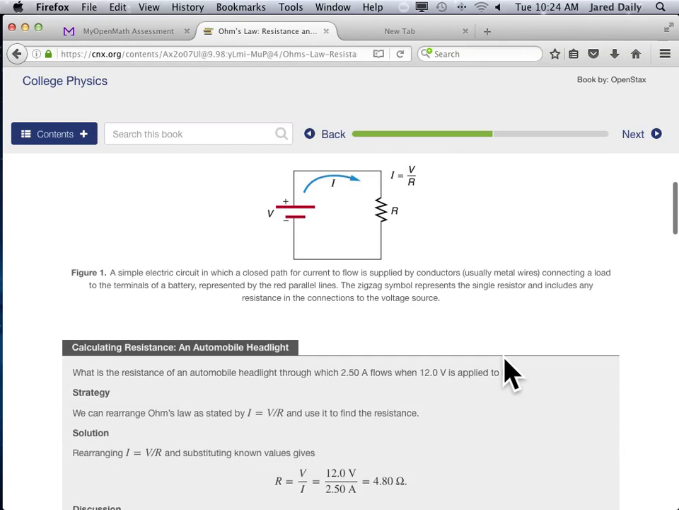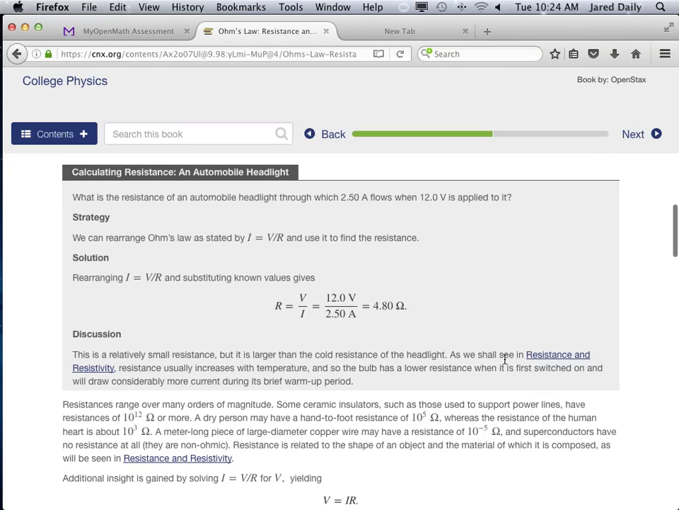So anyway, this is Ohm's law. So here's a very simple example. We have an automobile headlight, right? And we have 2.5 amps flowing when 12 volts is applied to it. We want to know what the resistance is of this headlight. And so we rearrange it to calculate for resistance, R equals V over I, plug in the 12 volts and the 2.5 amps, get 4.8 ohms, which is a pretty normal kind of resistance for a lamp.